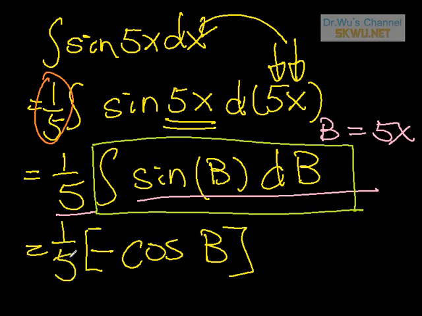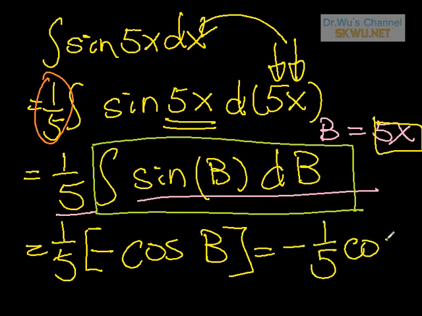But what is B? B is equal to 5x. We now substitute back into this equation. So after all, it would be negative 1 over 5 cosine 5x plus a constant C. It's that simple.